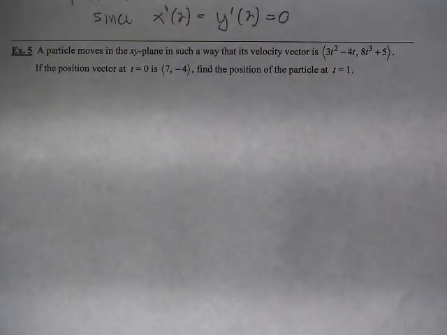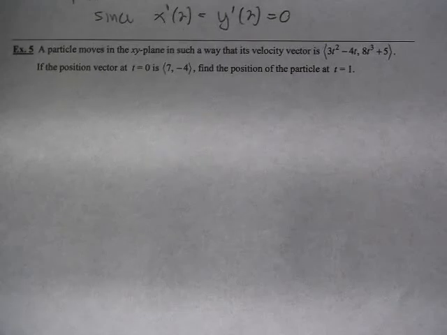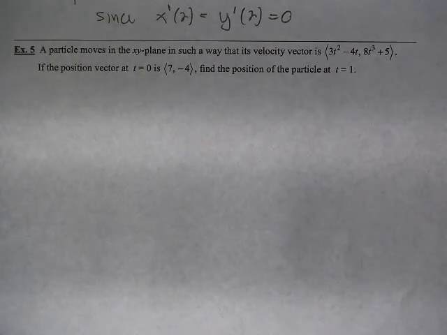Next one we have, we're asked to find the position of the particle at t equals 1. So they tell us the velocity vector, and they give us a position when t equals 0, and they ask us to find the position when t equals 1.